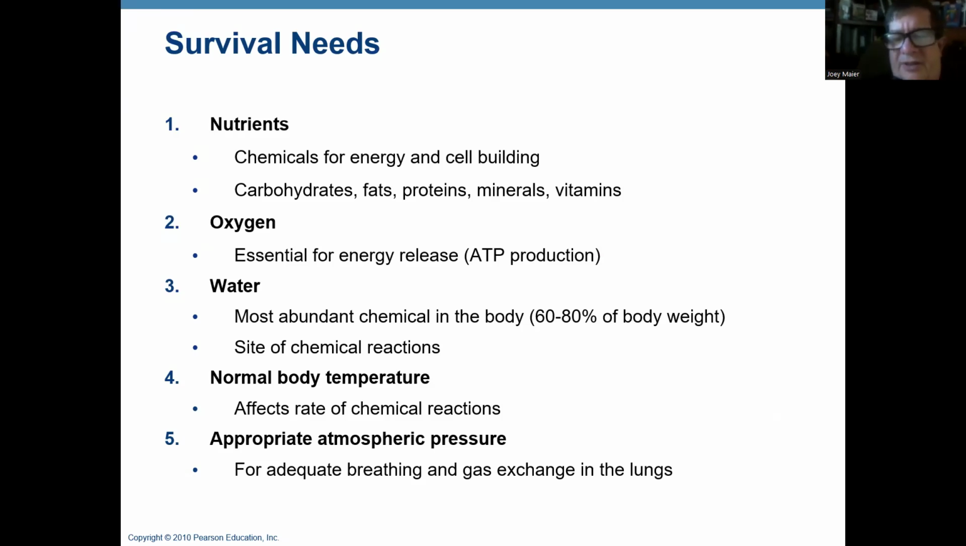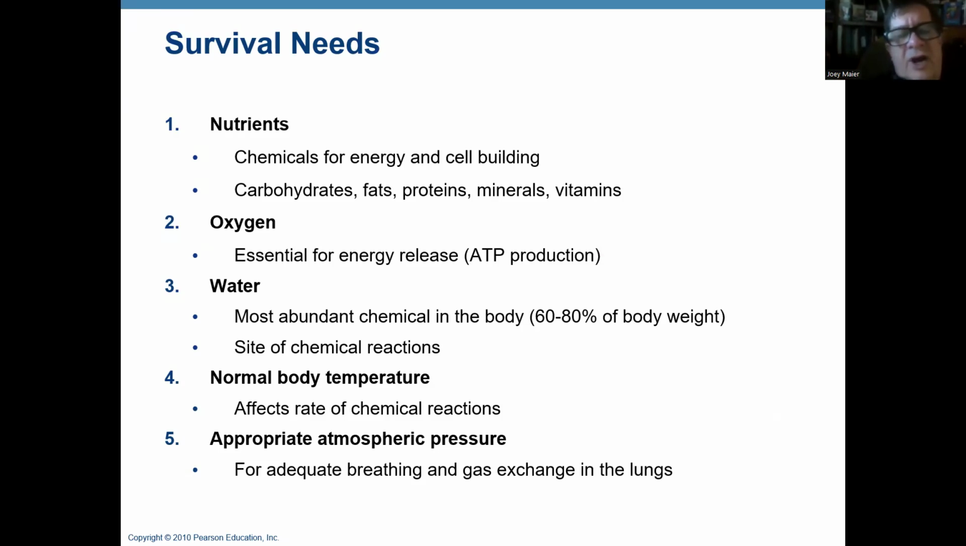Water is the most abundant thing in the body, 60-80% of body weight, and most chemical reactions happen in water solutions. Now, our normal body temperature, this is a science class, so we use metric, is going to be 37 degrees centigrade, but a higher temperature speeds up reactions. The reason we have enzymes is so we can get some of the speed without having the higher temperature.